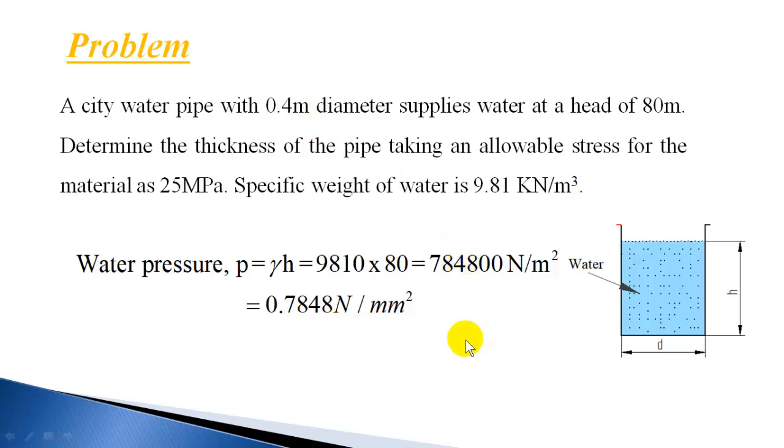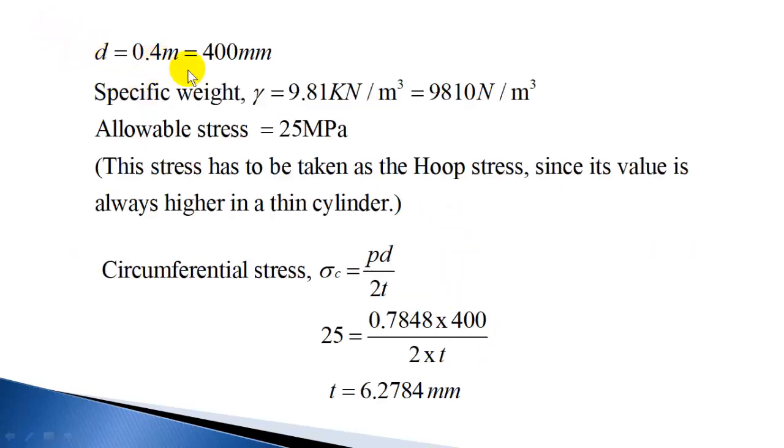Then you can find out the thickness of the wall. So diameter is 0.4 meter or 400 mm. Specific weight is 9.81 kilonewton per meter cube or 9810 Newton per meter cube. Allowable stress is 25 megapascal. This stress has to be taken as hoop stress, since its value is always higher in a thin cylinder. So hoop stress you can limit, sigma c is equal to Pd by 2t, and pressure we have already calculated for this specific weight and head of water available. So pressure is 0.7848, diameter is 400, and thickness you can calculate, and thickness is 6.2784 mm.